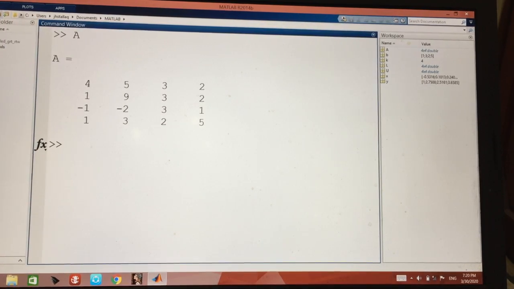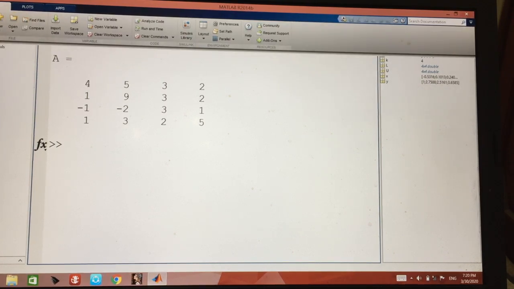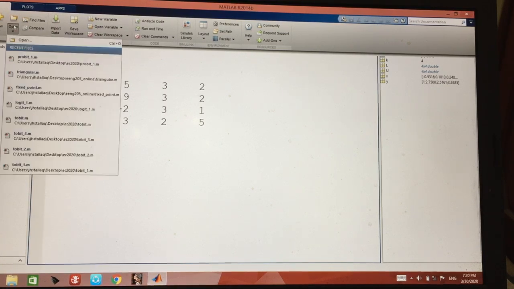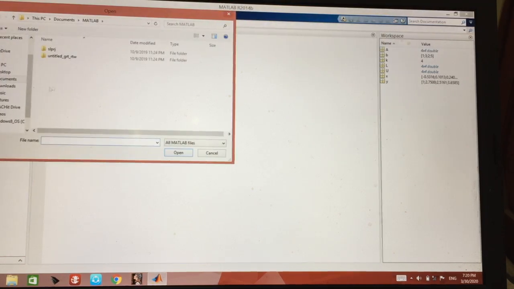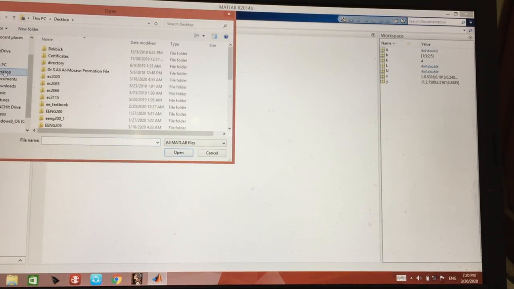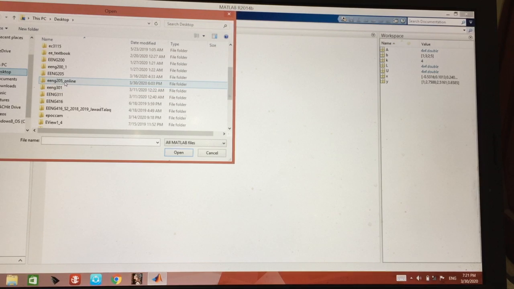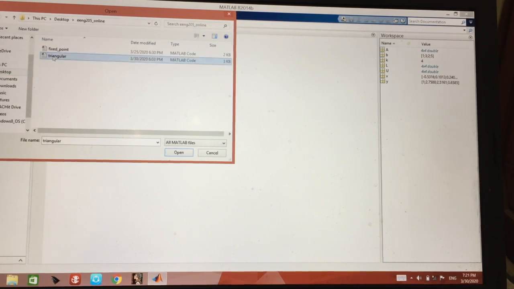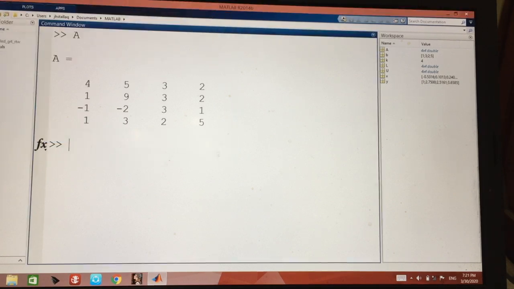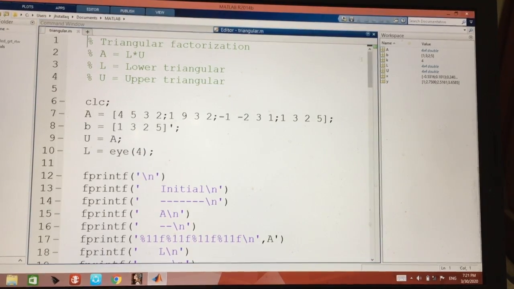I want to open... let's see, find where it is. Find files, maybe here. Open this game. Yes, it should be in the desktop here. Let's go to your folder here. EENG2005, that's the triangular. Okay, let's open it. Now we have it.